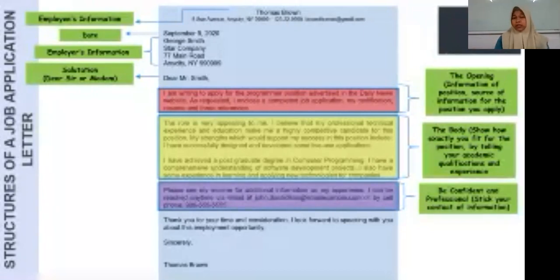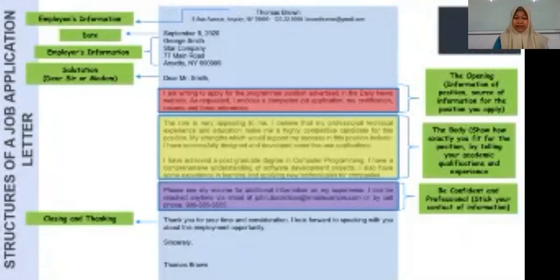We can say that's the closing part. So put your information there. The next one, we have this part. This is the thanking. It's also included in the closing part. Don't forget to say thank you at the end of your application letter. For example, here I wrote, thank you for your time and consideration. I look forward to speaking with you about this employment opportunity. Saying thank you is very important, because it shows our respect to our employer, to the company.